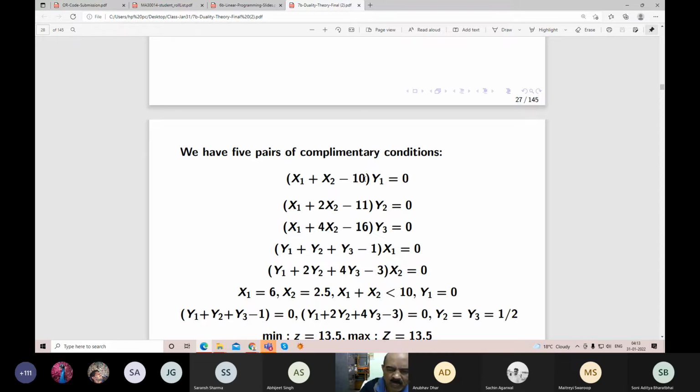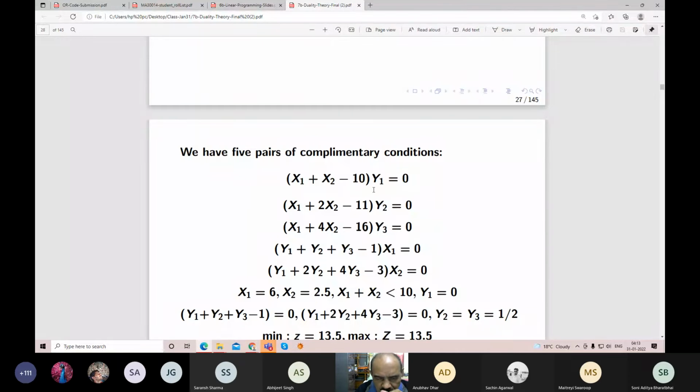So y1, y2, y3 is not given to us. We want to find out. So x1 plus x2 minus 10, how much is it? x1 was 6, we have got x2 is 2.5. x1 plus x2 equal to how much? 8.5 minus 10. So x1 plus x2 minus 10 is 8.5 minus 10, that is coming as minus 1.5 into y1 equal to 0.